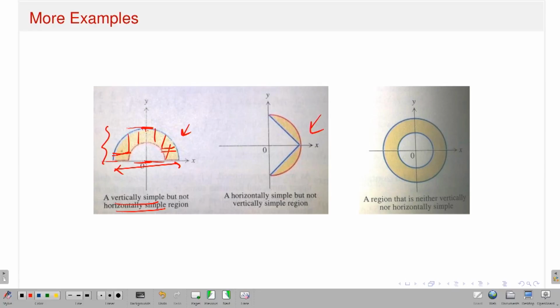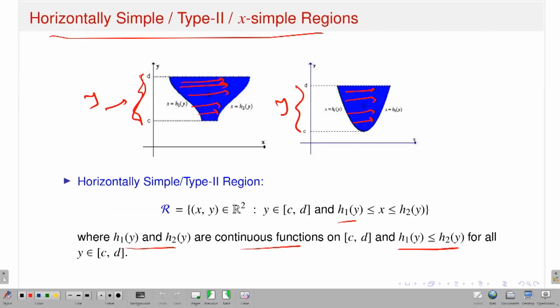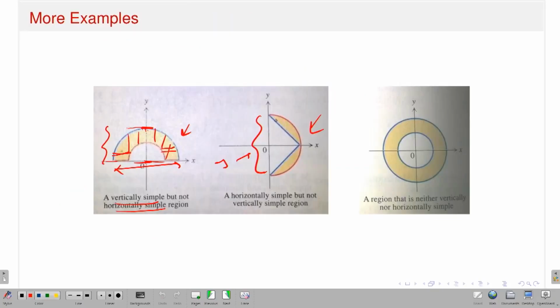Similarly, in this one, it is horizontally simple, but it is not vertically simple. Horizontally simple is perfectly alright, because y varies from this to this, y is fixed, and x should vary from h1(y) to h2(y). That is perfectly alright, because if y varies from c to d, x varies as a function of y, from h1(y) to h2(y). So x varies from this to this, and if I go down, it varies from this to this.